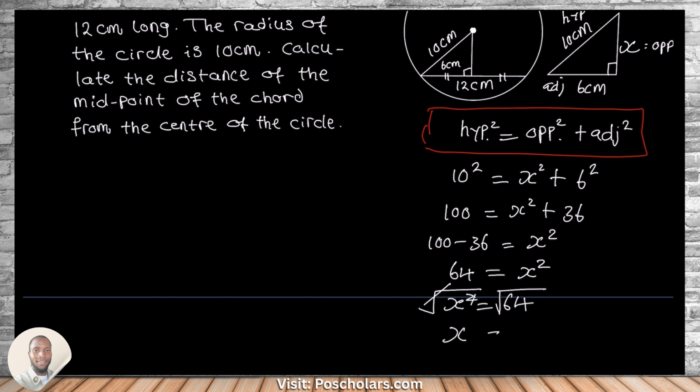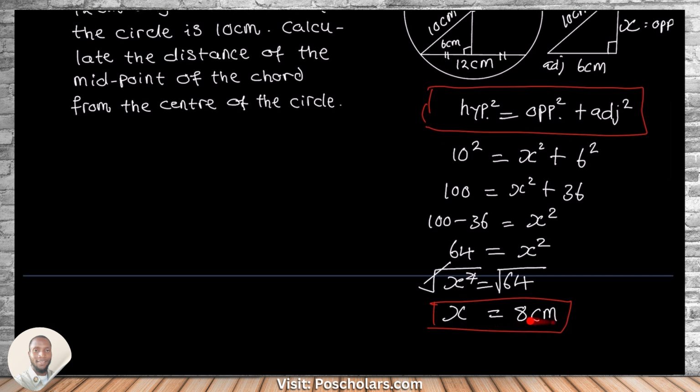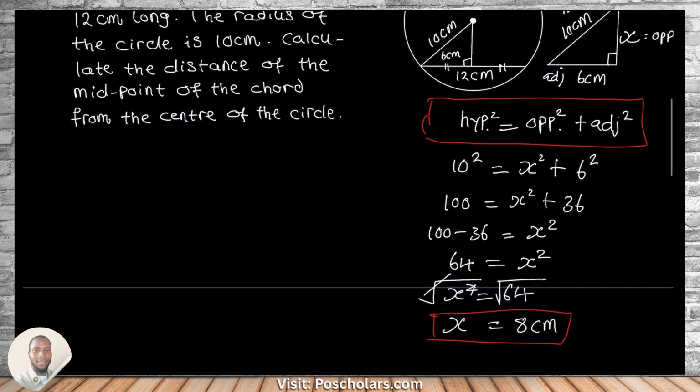x is now equal to the square root of 64, which is what? 8 centimeter, right? So we have gotten the value of the distance between the center and the midpoint of the chord to be 8 centimeter. I hope it is well understood. Now let's move on to question 2.